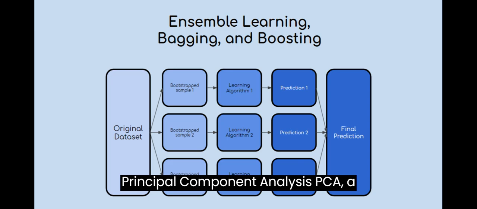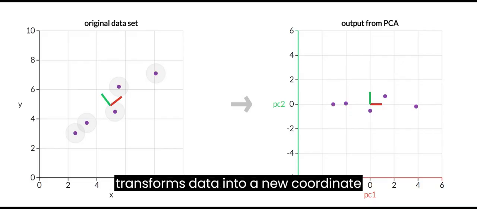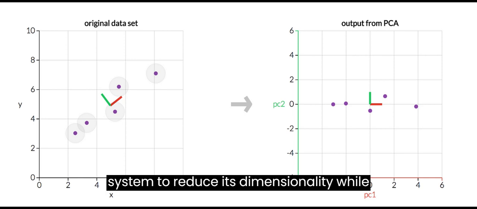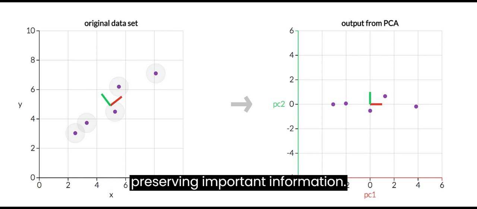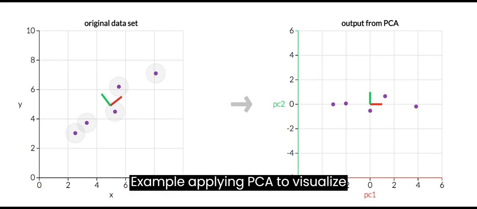Principal component analysis, PCA, a dimensionality reduction technique that transforms data into a new coordinate system to reduce its dimensionality while preserving important information. Example, applying PCA to visualize high-dimensional data, such as facial recognition data.